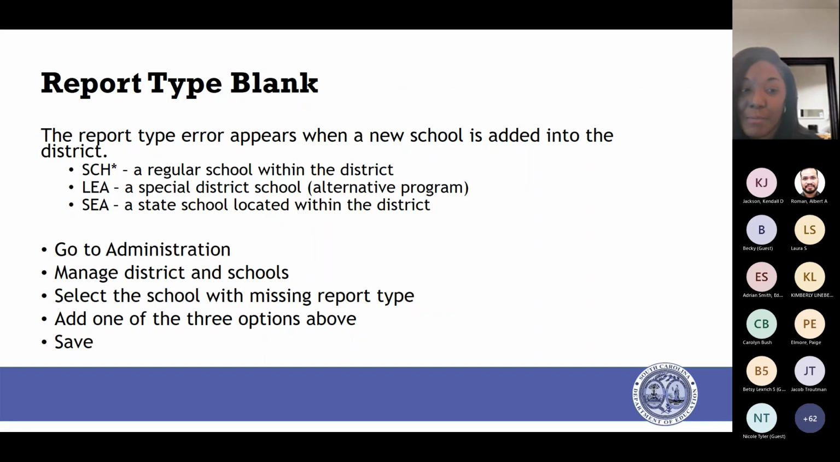But for the most part, go to the administration manager, South Carolina managed district and schools, select the school in which the report type is blank, and then select one of the three options. The SCH should be the default as a regular school within your district. Then you want to select an LEA if it's for adult education, or if you have some special sort of alternative program school in your district that applies to all of the kids in the district. And then SEA if it's a state school that's in your district, okay? Once you click save, that should correct the issue.